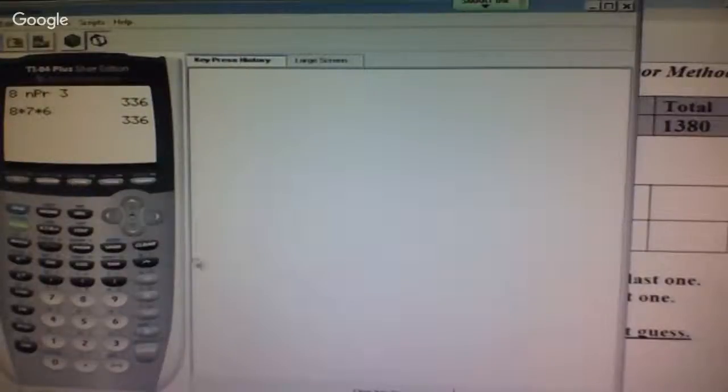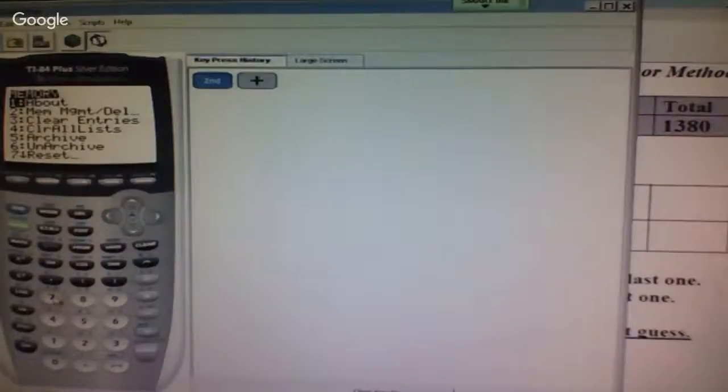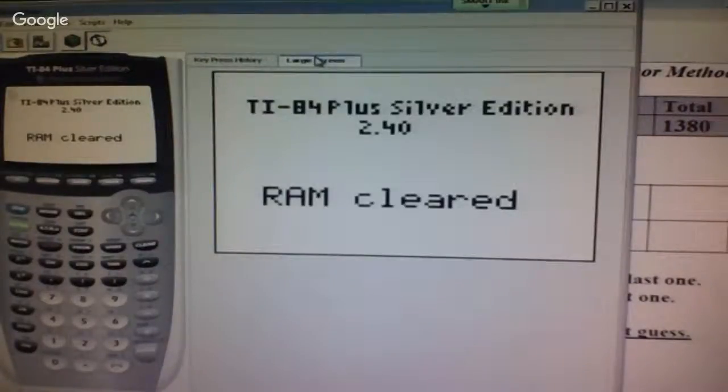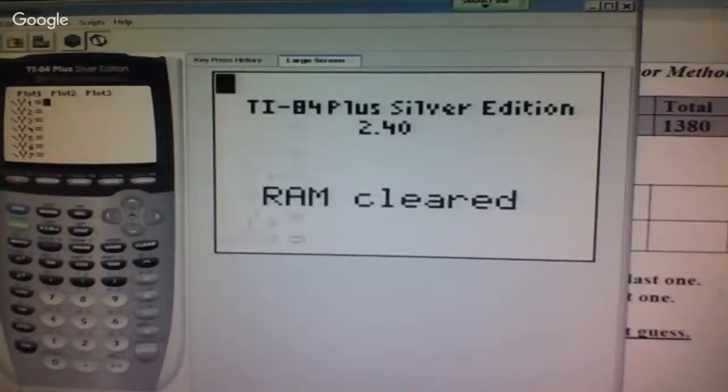Okay. So what I need you to do is first clear out your calculator. Everybody knows how to do that, right? Second plus 712. That clears it out every time. It'll say RAM cleared. Okay. So what I want you to do is go into y equals.